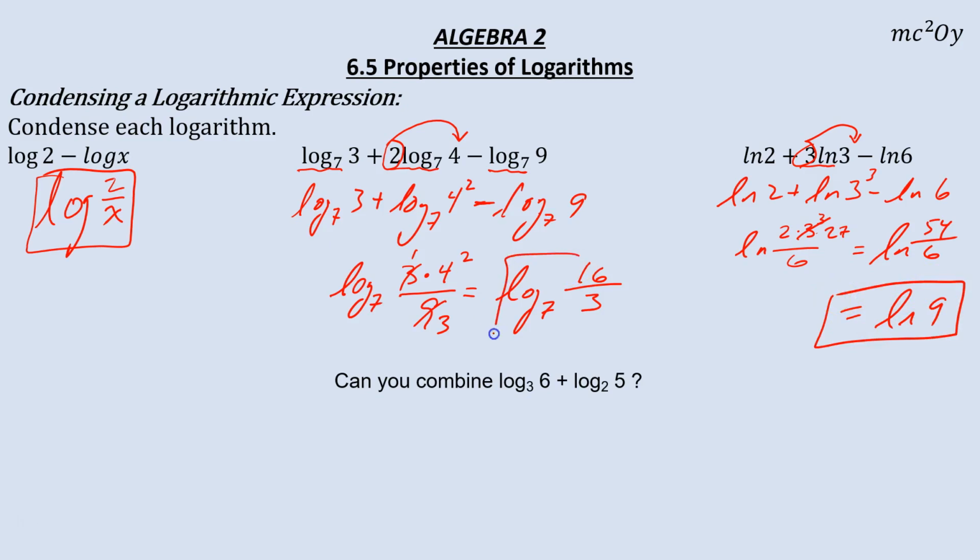All right, let's box that. One last thing, can you combine the log base 3 of 6 plus log base 2 of 5? And the answer is no. Why? They have different bases. They have to have the same base.